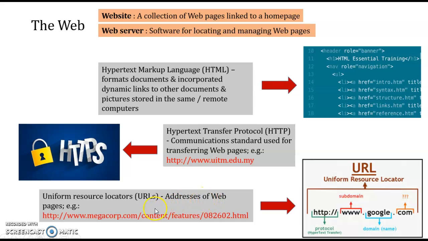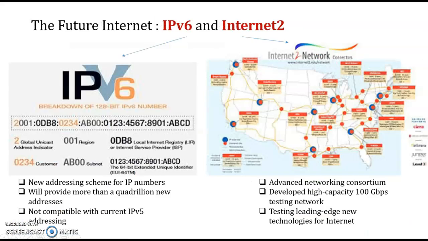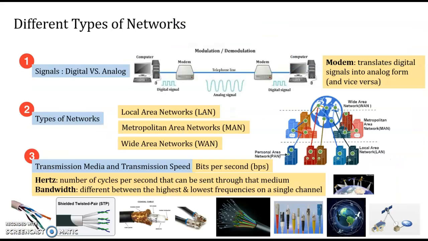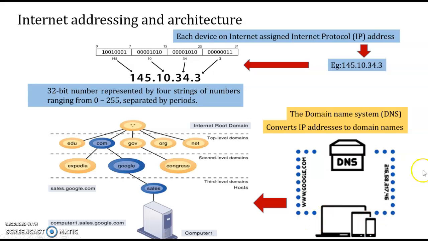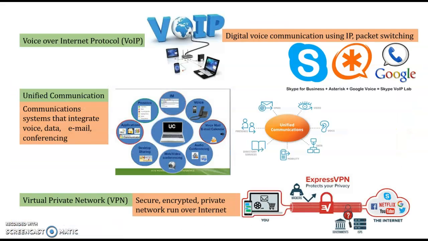URL ni adalah address of web pages. Okay, so ini adalah contohnya URL. So dalam URL ni dia ada 4 bahagian. Yang first ni kita panggil sebagai protokol. Okay, and then www tu adalah kita punya subdomain. Ini adalah kita punya domain name. Contohnya kalau you masuk Gmail, Gmail lah. Kalau you masuk Facebook, Facebook lah. And then .com, ini adalah kita punya top level domain. Okay, TLD.